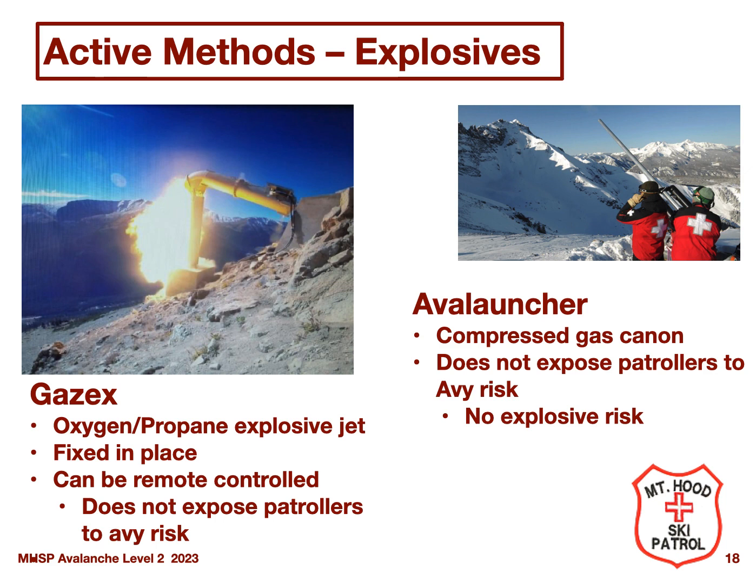The device on the right is an avalauncher that fires a projectile using compressed gas. This device also does not subject the patrollers to avalanche risk and does not have the explosive risks associated with artillery.